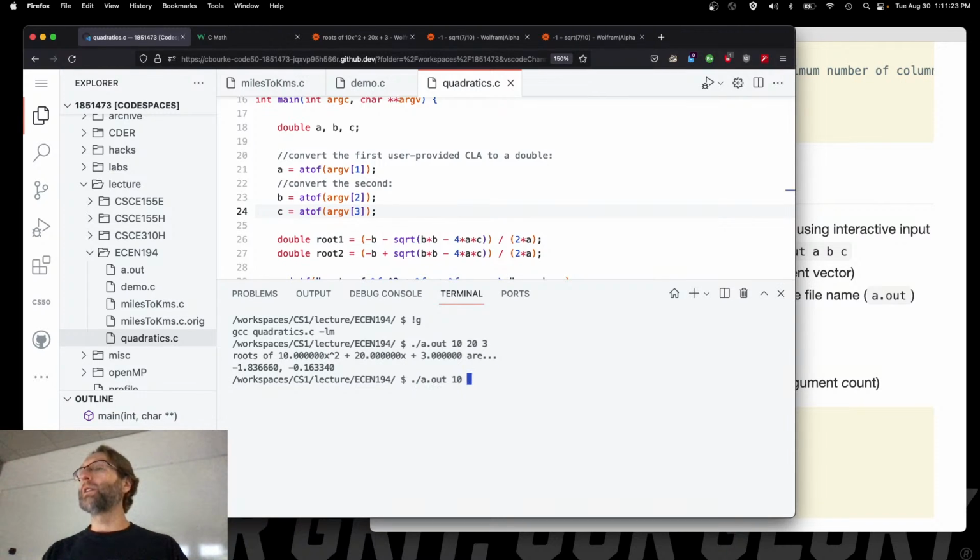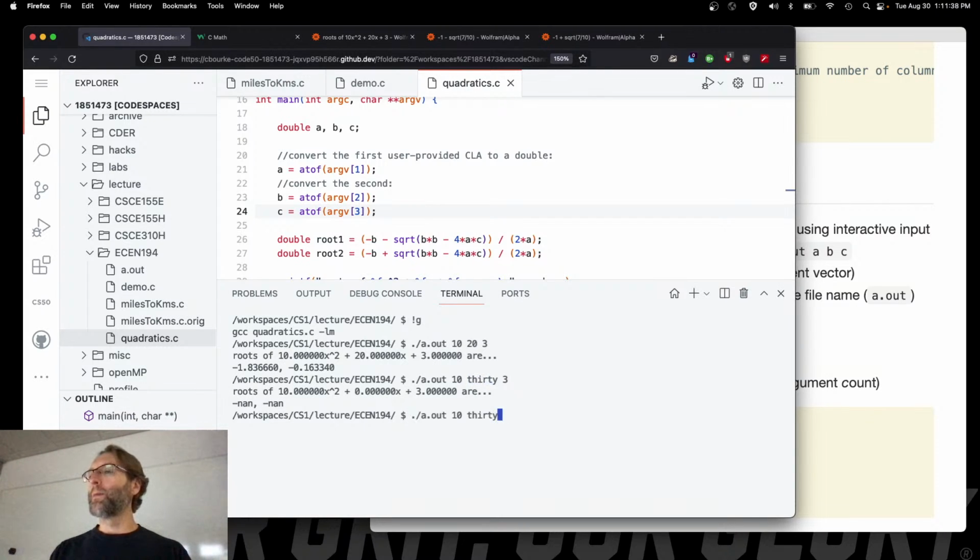What happens if I do 30, spelled out? Then I end up with 0. 30, spelled out, is no number that it can convert. So atof gives 0. What if I don't provide all the command line arguments? 10, 20, but not the third. It's going to convert the first successfully, the second successfully. When it tries to convert the third one, it's not there. And if it's not there and it can't do anything with it, what do you think happens? Yep. Segmentation fault, core dump.